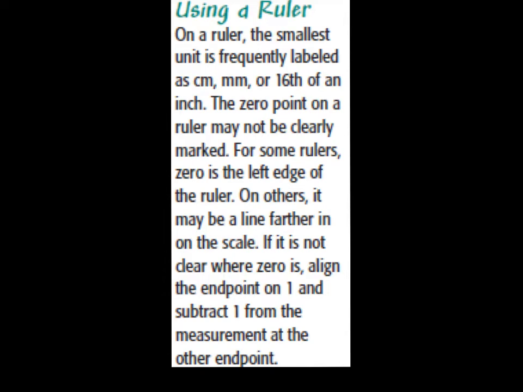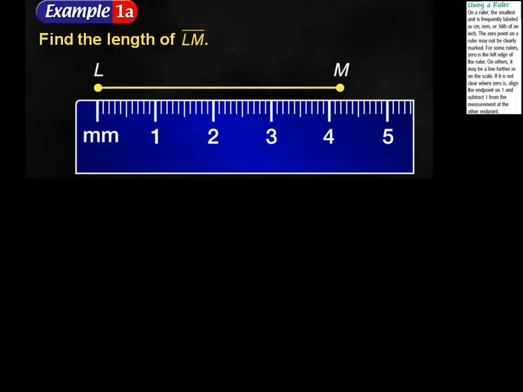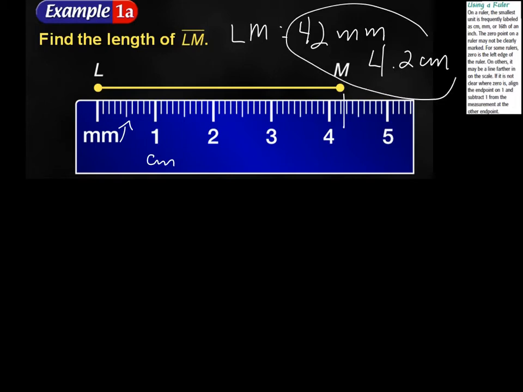the other endpoint. Now, it's interesting with the metric rulers we have, because each of these little marks is commonly labeled millimeters, but the big numbers are actually centimeters. So to find the length of segment LM, we could say LM equals either, it looks like 42 millimeters, or that would be the same as 4.2 centimeters. It didn't say which unit to use, so we can look at both.